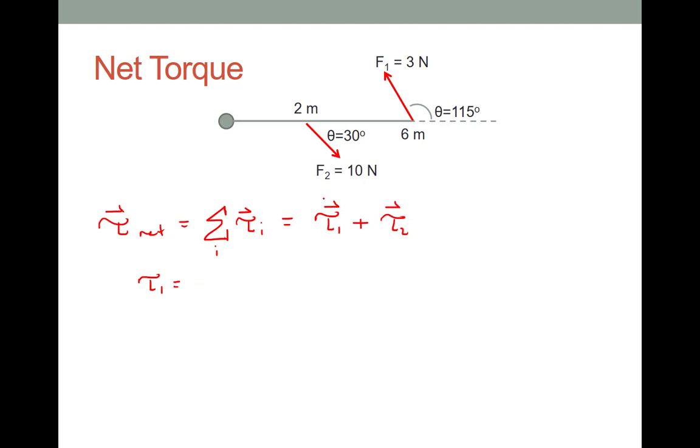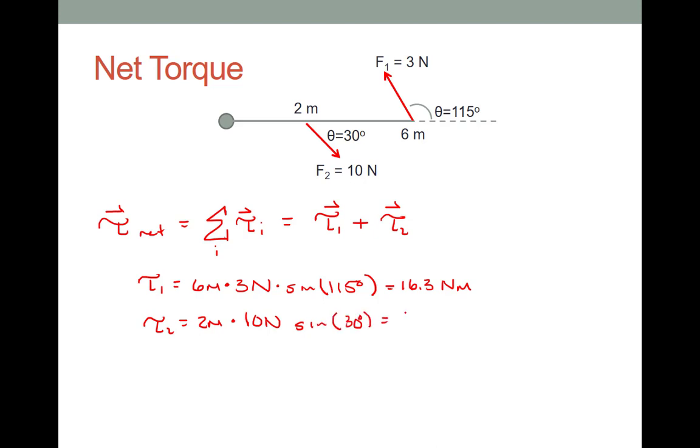Torque 1 is going to be the torque from F1. So that will be 6 meters times 3 newtons times the sine of 115 degrees in magnitude. Remember, torque is rF sin θ. And that works out to be 16.3 newton meters. Torque 2 will be 2 meters times 10 newtons times the sine of 30 degrees, and that works out to be 10 newton meters.